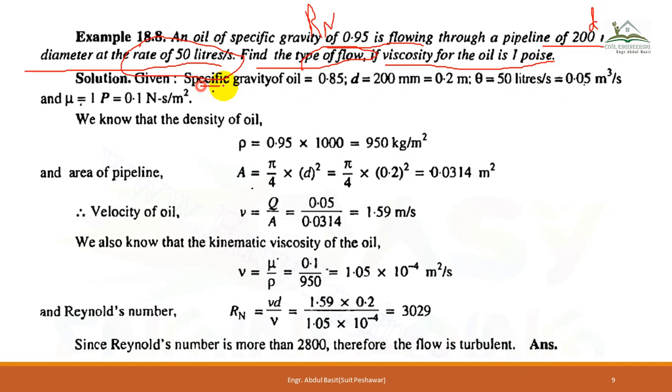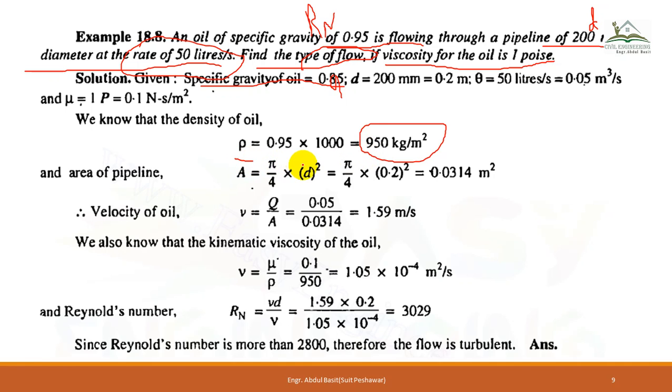First of all, the specific gravity is given as 0.95, not 0.85. A bit of correction. From the specific gravity you can determine the density of the oil. So density will be equal to 0.95 multiplied by 1000, multiplying it with the density of water. This will be the density of the oil which is flowing in the pipe.